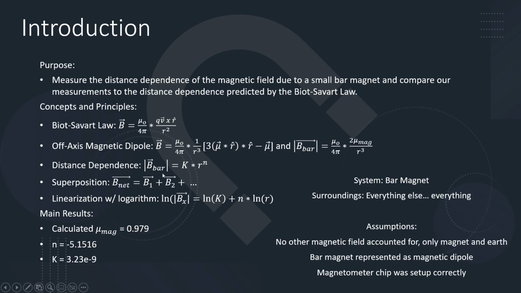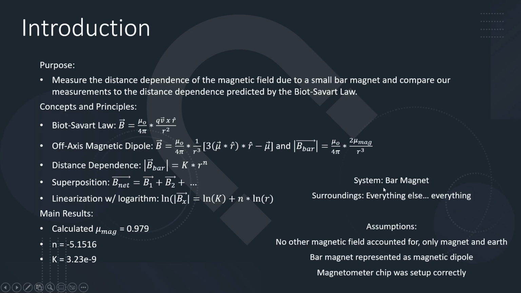We have the distance dependence formula right here. This was given in the lab sheet. We have superposition, B net is equal to B1 plus B2, and we have linearization using the logarithm function. That was also given in the lab sheet. We use that in the Excel sheet. Main results: we have the calculated mu mag to be 0.979, n to be negative 5.1516, and k to be 3.23 times 10 to the negative 9.